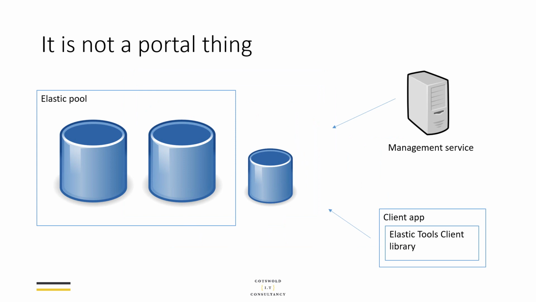So as I said, it's not a portal thing. What you actually get when you get the tools is a management service, which is basically a downloadable cloud service. And then you get the Elastic Tools client library, which is available for Java and .NET. So effectively, you build that library into your application, and that's what gives you the library functions to get the right connection to ensure that you're connecting to the right database. The management service is only required if you're ever splitting and merging data. We'll look at that a bit at the end.